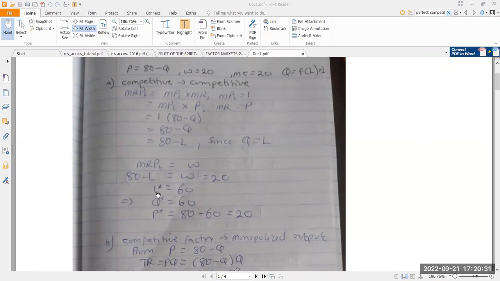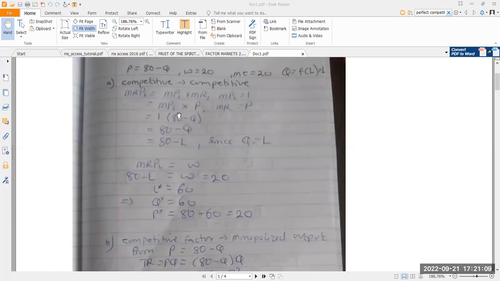Okay. And then if L is equal to 60, since Q is equal to L, Q will also be 60. And then if you want to find the output price, price is equal to 80 minus Q. So 80 minus 60 will give us what? 20. You see that the price is exactly equal to wage. The reason is that a competitive firm in an output market will always break even. The output price will always be equal to your marginal cost. Here, the cost that the firm incurs is wage. So price will exactly be equal to wage.